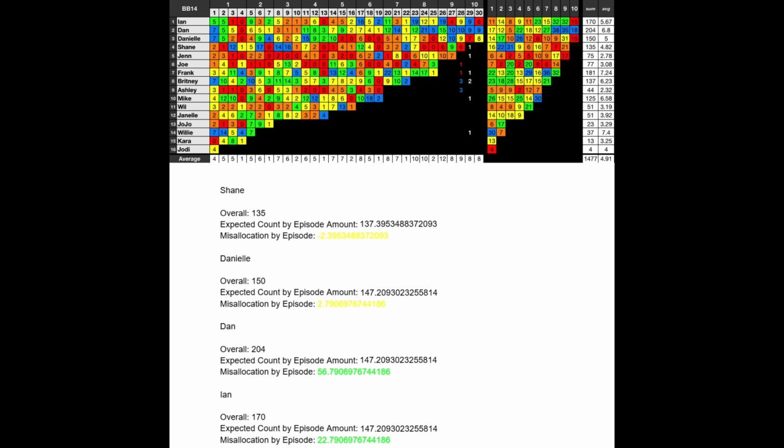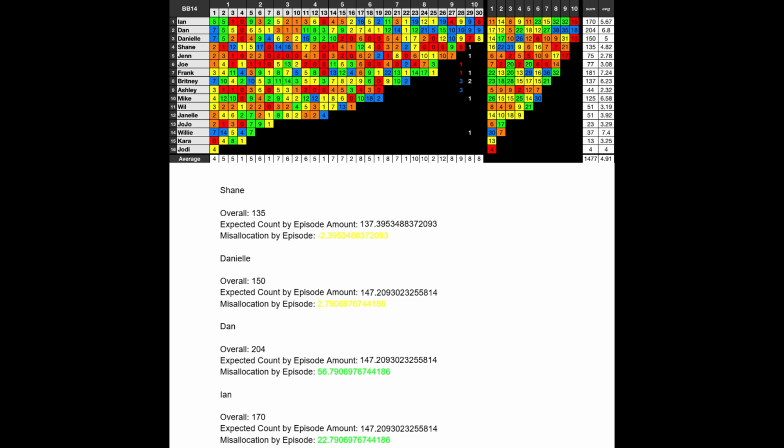Shane got 135 diary rooms, and his expected count by episode amount is 137.39. So he's essentially missing 2 diary rooms based on the misallocation, but he's pretty close to being evenly distributed with his diary rooms. Danielle got 150 diary rooms, and her expected count by episode amount is 147.209. So she essentially got 3 more confessionals than needed, since her misallocation by episode amount is 2.79, but she's still in that perfect median range.